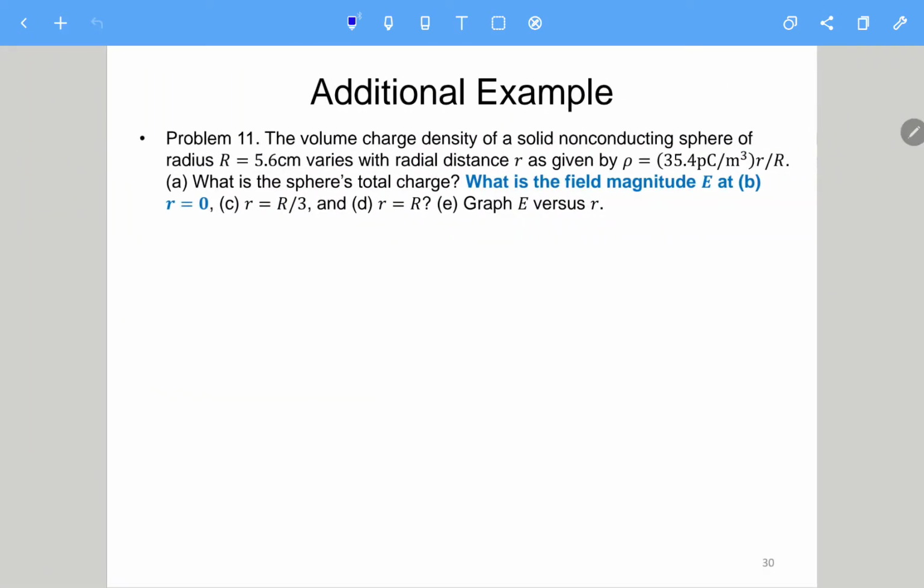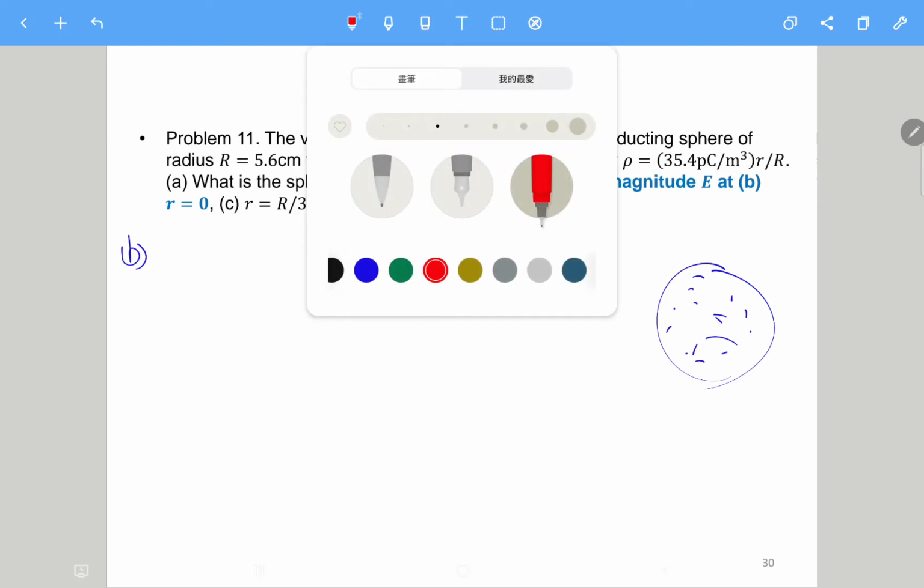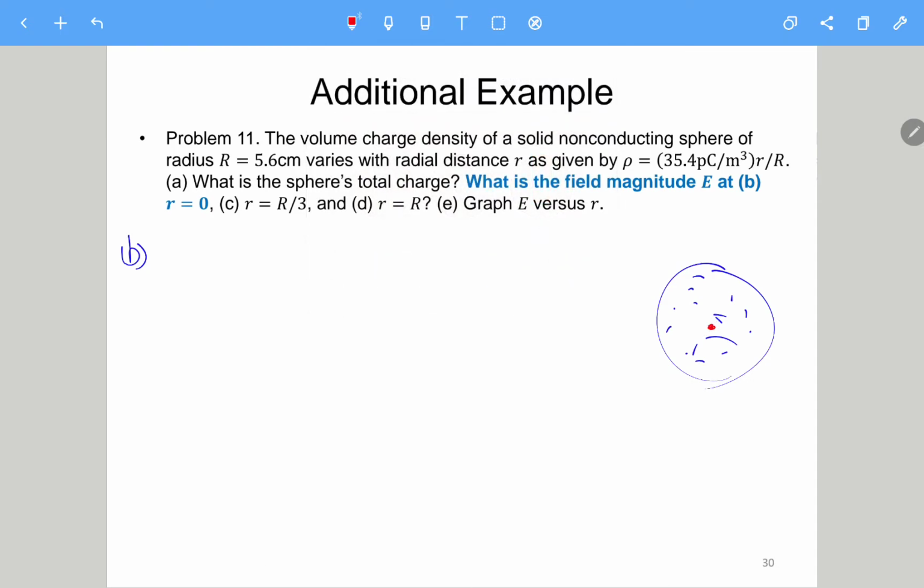Next we have part B. For part B, what is the E field at r equals 0? You can simply imagine E would be nothing but 0, because you have a charged sphere, and if you have a very very tiny Gaussian surface, then it encloses almost nothing. As r equals 0, E should be 0.